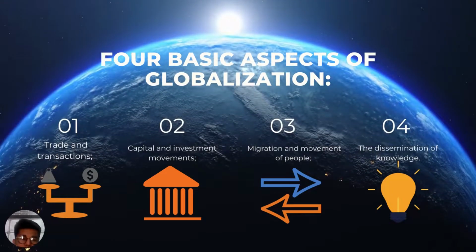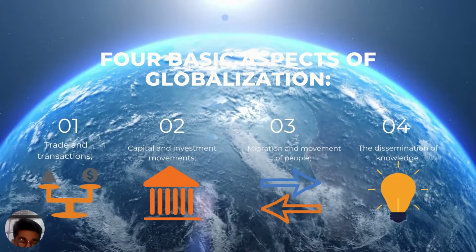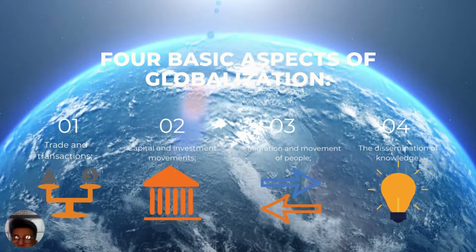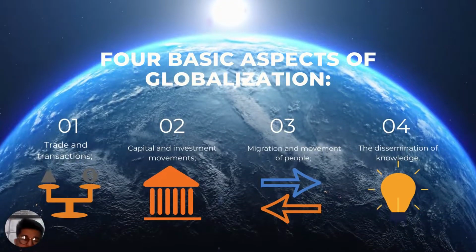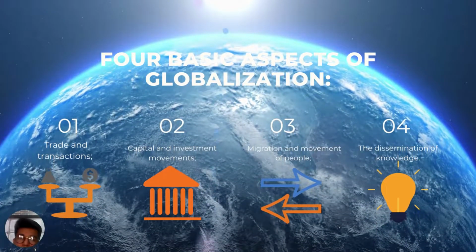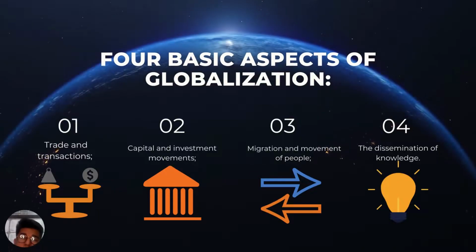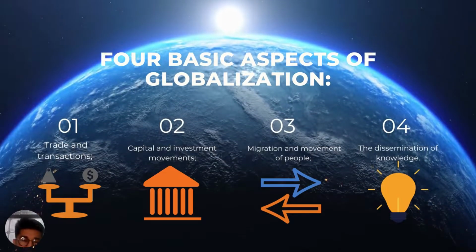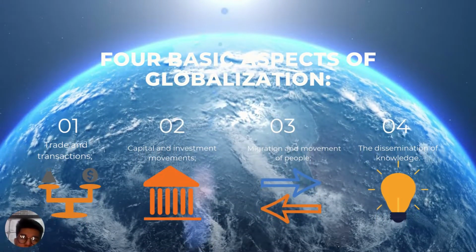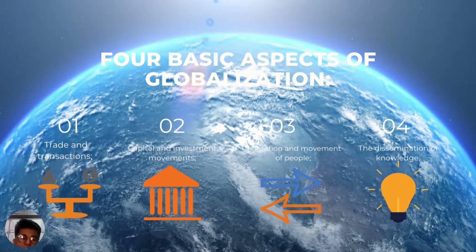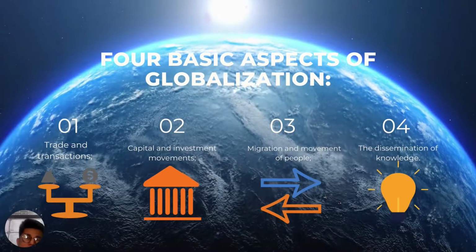So we have the four basic aspects of globalization. We have trade and transactions, which include both goods, which are tangible products that are physically shipped, and services, which are intangible commodities such as tourism and financial services. Second is capital and investment movement. Capital flows refer to the movement of money for the purpose of investment, trade, or business operation. The third one is the migration and movement of people, which is the most visible and significant aspect of globalization. And lastly is the dissemination of knowledge, which allows countries to gain easier access to foreign knowledge.